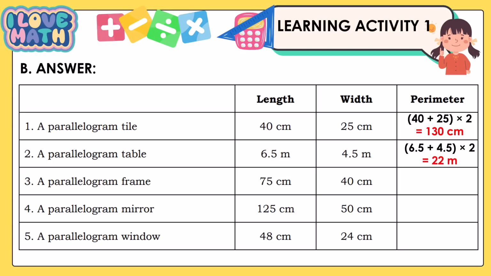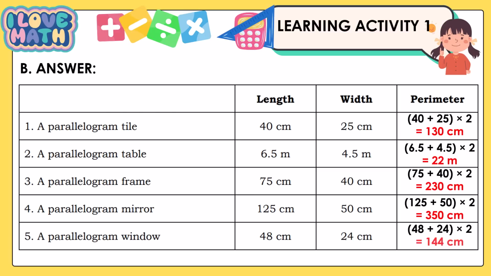Number 3, a parallelogram frame. 75 plus 40 times 2 is equal to 230 centimeters. Number 4, a parallelogram mirror. 125 plus 50 times 2 is equal to 350 centimeters. And number 5, a parallelogram window. 48 plus 24 times 2. The answer, 144 centimeters.